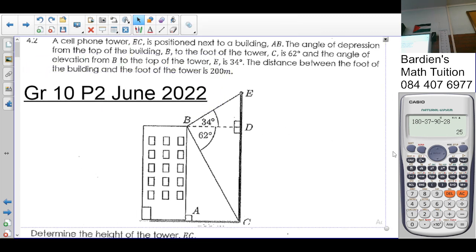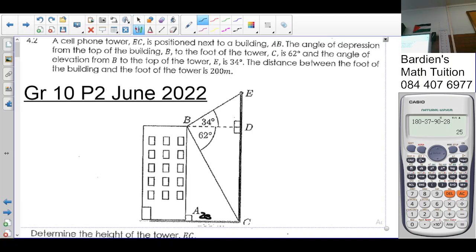Okay. We're told that the cell phone tower CE is positioned next to a building AB. Then we are told that from the top of the building AB, the angle of depression, the angle that goes down to the foot of the tower, is 62 degrees, as is marked there. And the angle of elevation, going up from B to the top of the tower E, is 34 degrees. The distance between the foot of the building and the tower is 200.